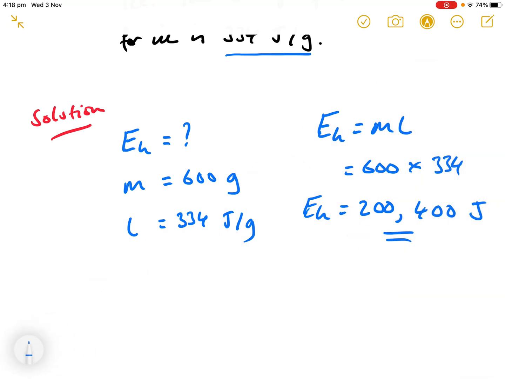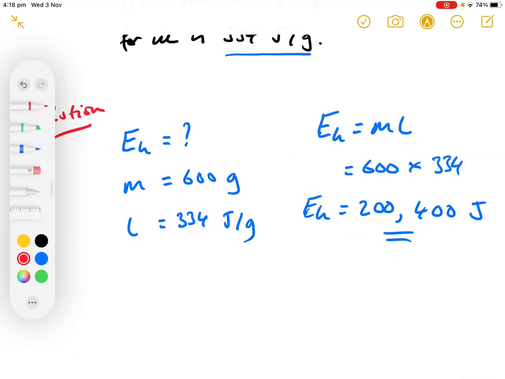One of the most common mistakes that pupils make in physics at all levels, right up to advanced higher, sometimes even, is they forget the unit. You'll always lose a mark if you don't put in the unit. So that's 200,400 joules. And that is how you do a heat equation problem. And that brings us to the end of this video on equations.